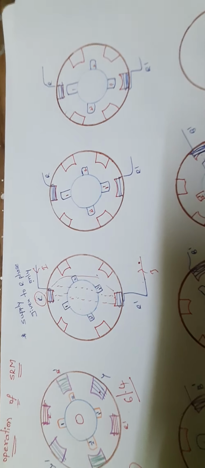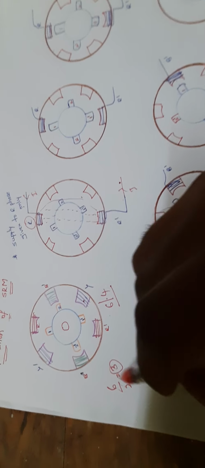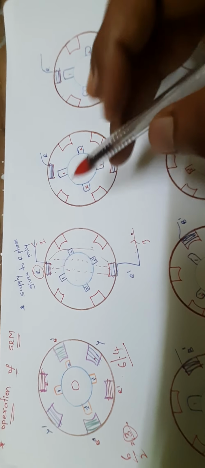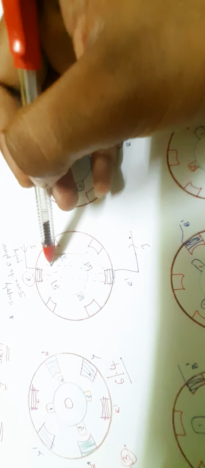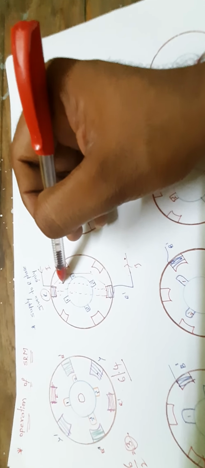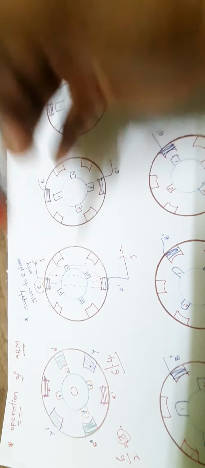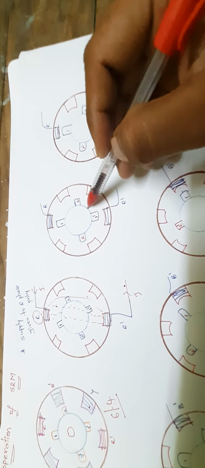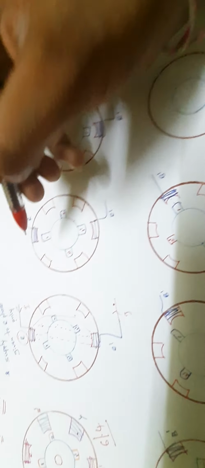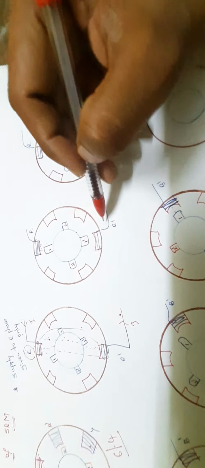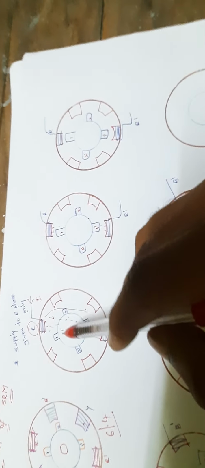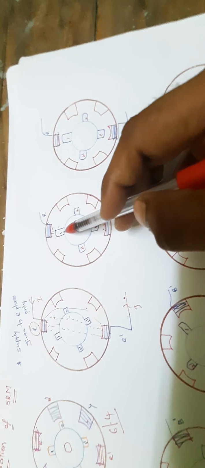Only a single phase supply is given, though we have considered that it is a three-phase machine. First, we are giving only a single phase supply. By giving the electrical supply to the R phase, it produces an electromagnetic field. Due to the production of the electromagnetic field, the rotor core will be attracted by the magnetic field developed by the R phase, which changes the position from here to here. You can observe.